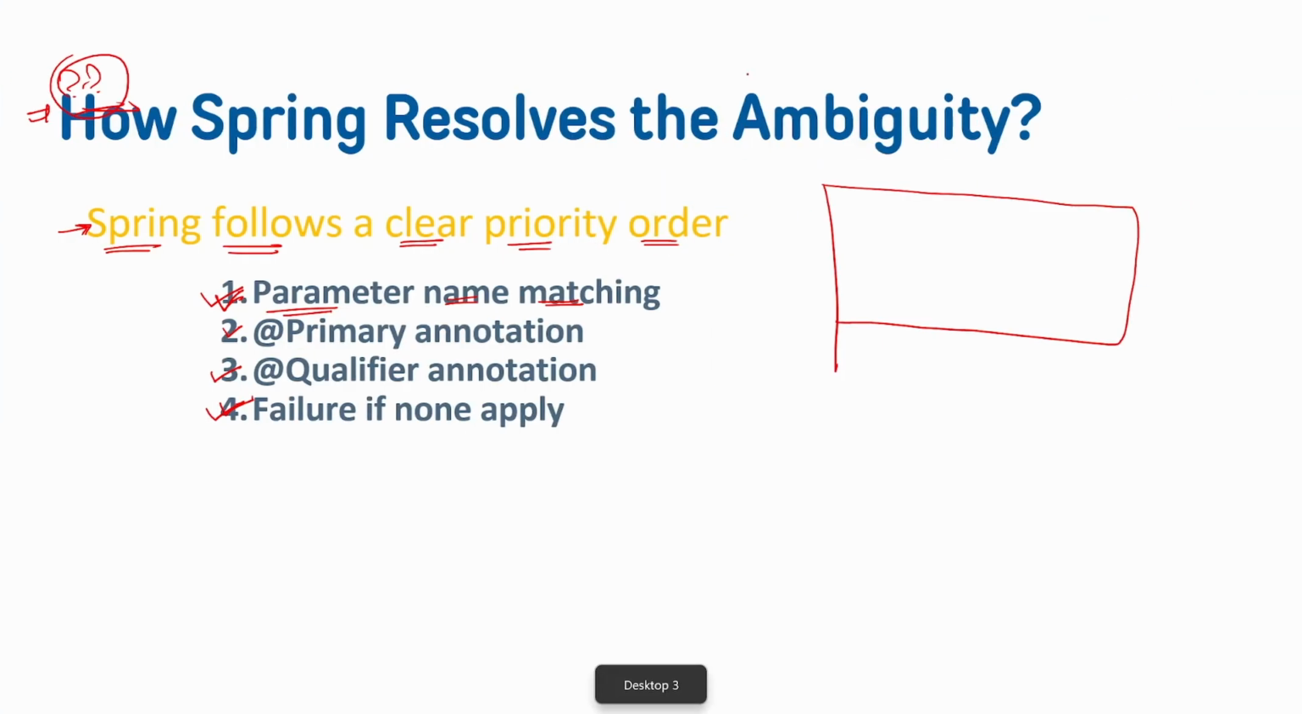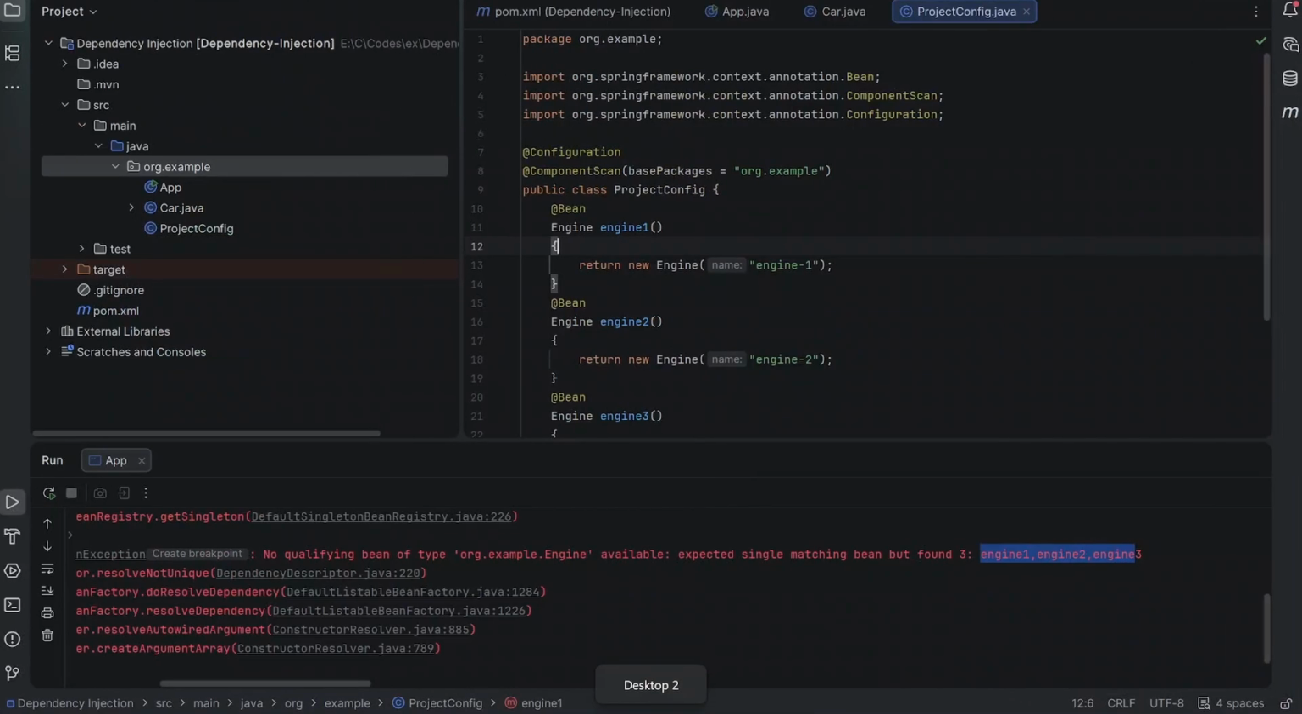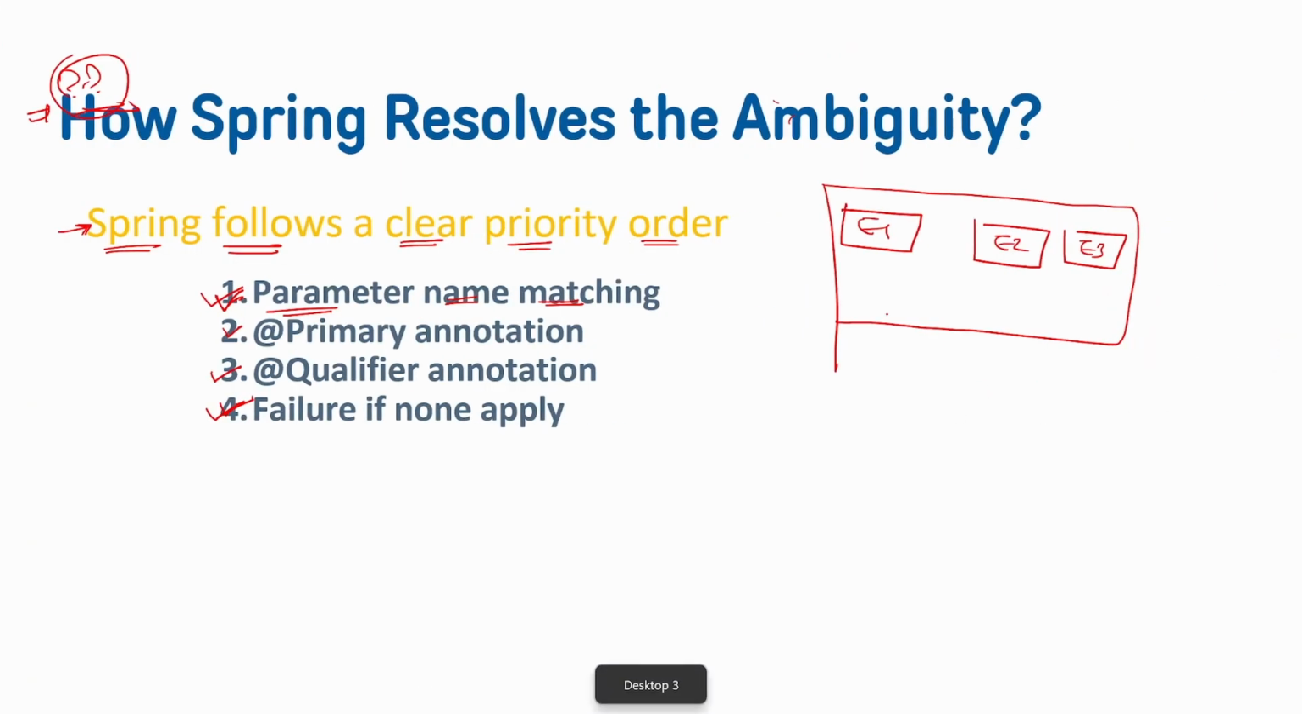So when engine 1, engine 2 and engine 3 are created, their names are given from their method names. So they will be named engine 1, engine 2 and engine 3. So these are the names in our context.